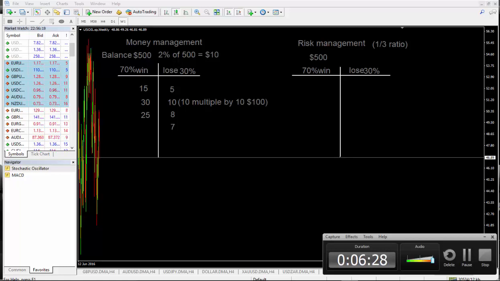Your losses are gonna catch up with your wins in the long term. And when that happens, that's when your account blows. You have no more capital left in your account. Why? Because your losses have caught up with your winnings, alright? To avoid all that, you must have good risk management and good money management.